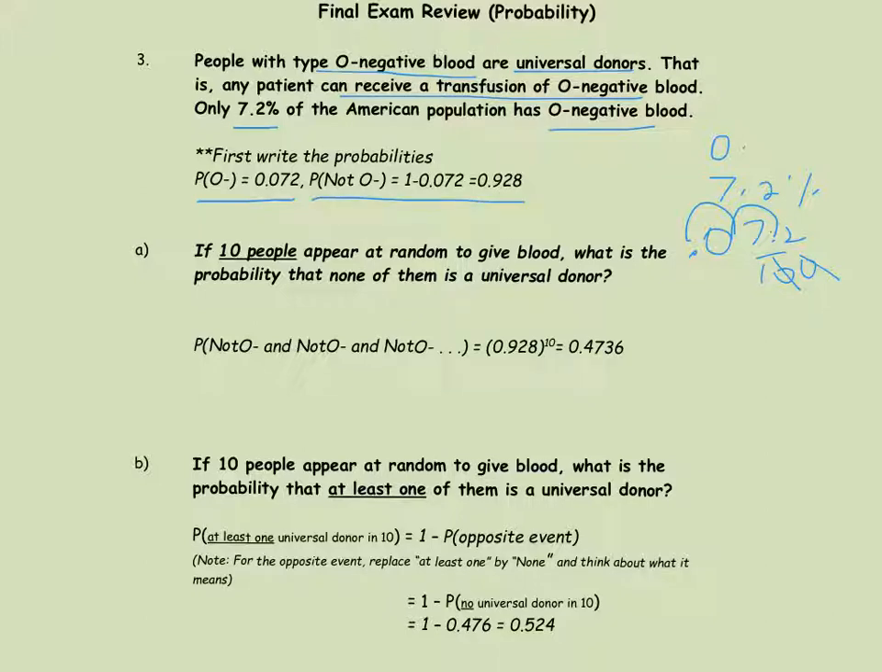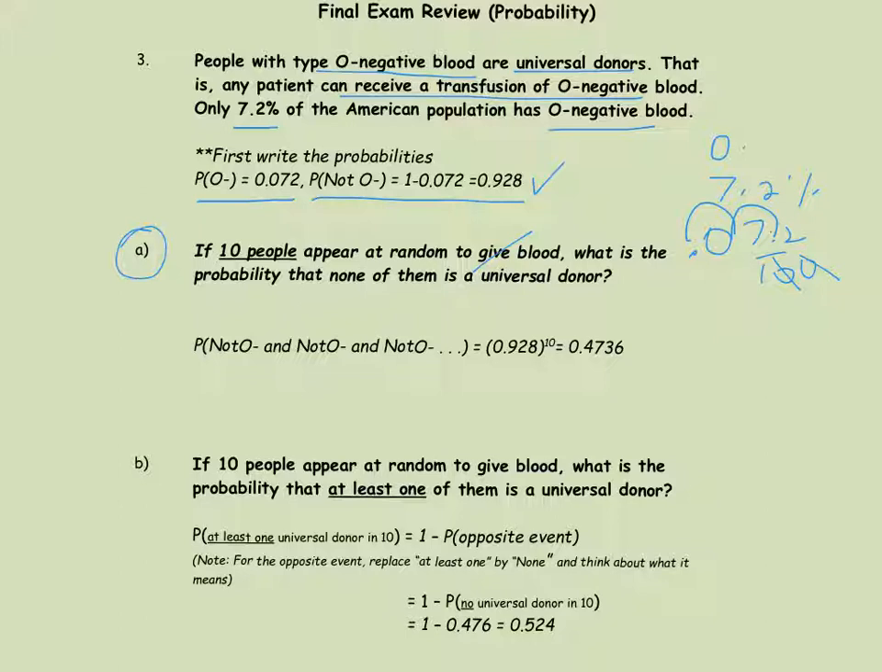The opposite of the event that someone is O negative is not O negative. So the probability that someone is not O negative, that's the negation of the event that someone is O negative, is 1 minus 0.072, which is 0.928.